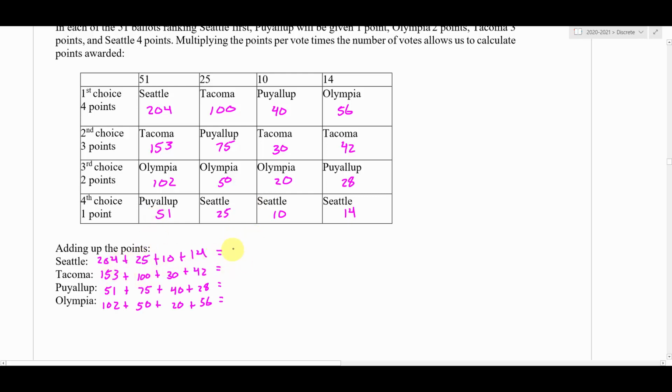So when I add up Seattle's points, we get 253. For Tacoma, we get 325. For Puyallup, we get 194. And for Olympia here, we get 228. And we see the city that got the most points from the board count is 325 for Tacoma. So Tacoma wins the board count.